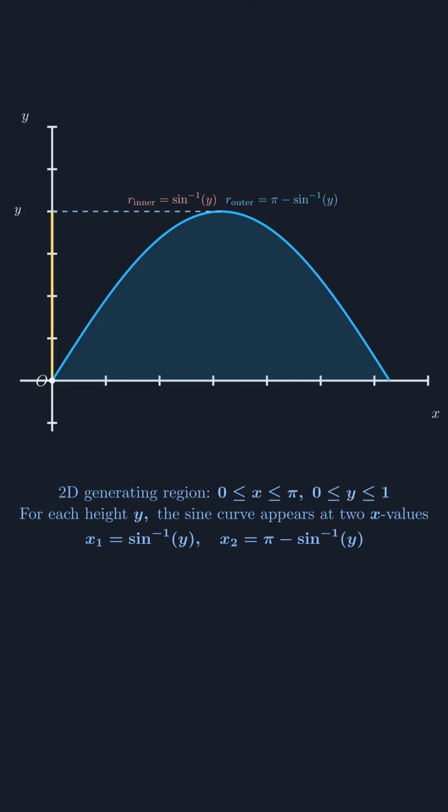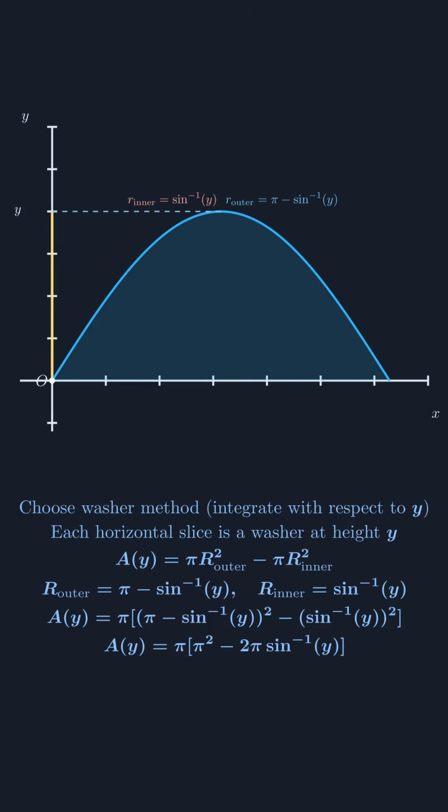When we look at a horizontal slice at height y, the sine curve crosses at 2 x values: the inverse sine of y on the left, and pi minus the inverse sine of y on the right. Since the sine curve has 2 x values for each y between 0 and 1, we use the washer method. The outer radius is pi minus inverse sine of y, and the inner radius is inverse sine of y.